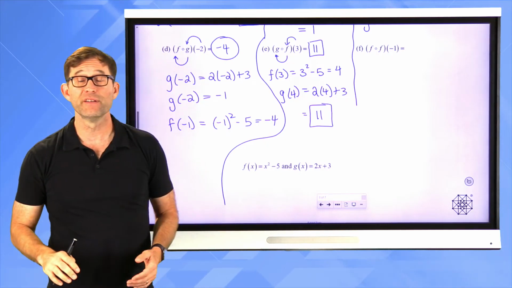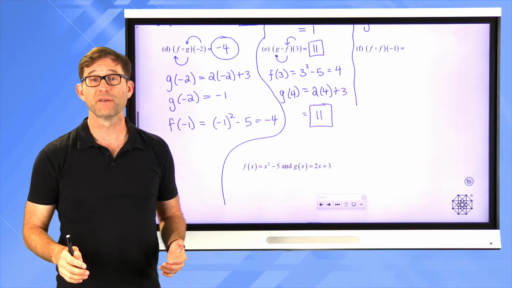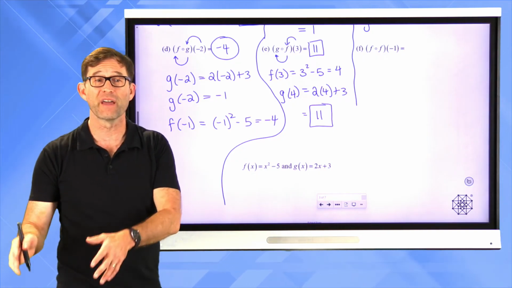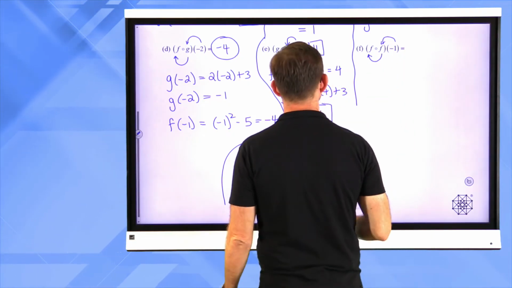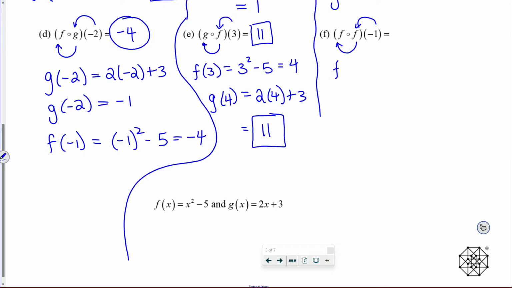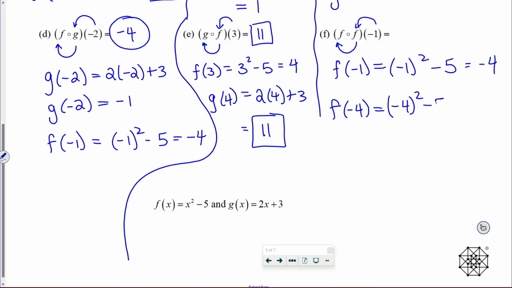Now in letter F, it doesn't really matter which one you think about first because they're both f. That's f of negative 1. Technically speaking, the negative 1 should go in here, and then the output should go in there. But of course, it really doesn't make any difference given that they're identical functions. So f of negative 1 is going to be negative 1 squared minus 5. That's 1 minus 5, which is equal to negative 4. And then f of negative 4 is going to be negative 4 squared minus 5, which is 16 minus 5, which is 11. Which is exactly what I had for letter E.